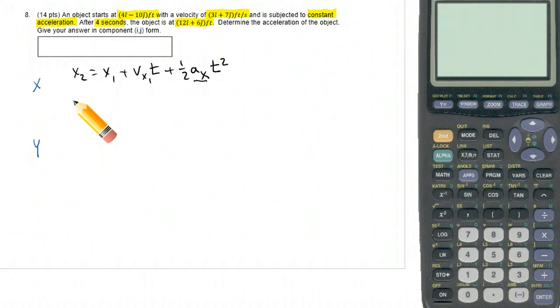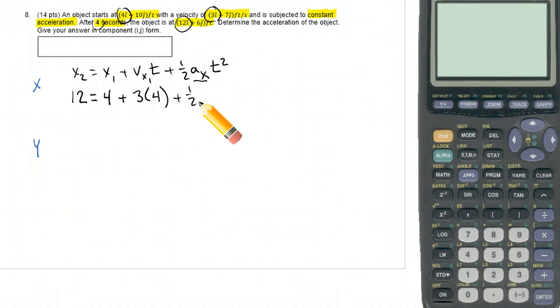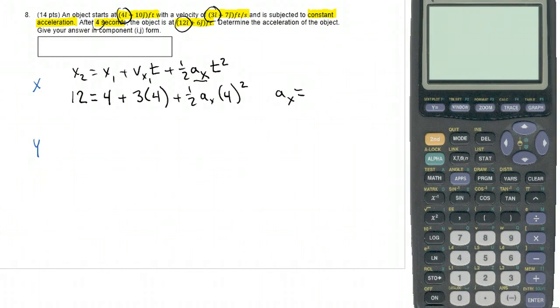Alright, so our final x, right here, 12. Our initial x, 4. Our initial velocity, 3. The time was 4 seconds. And 4 squared. So again, I'm going to use the solver here. Pretty simple algebra, but this will let me type everything in and also practice using the solver.